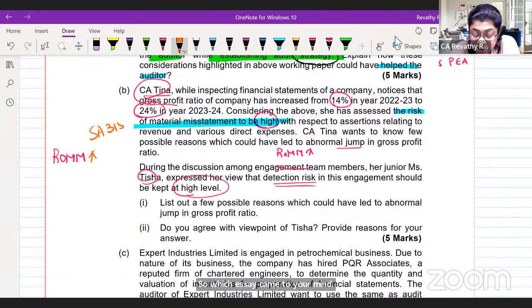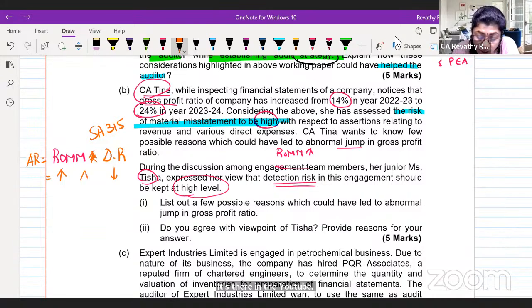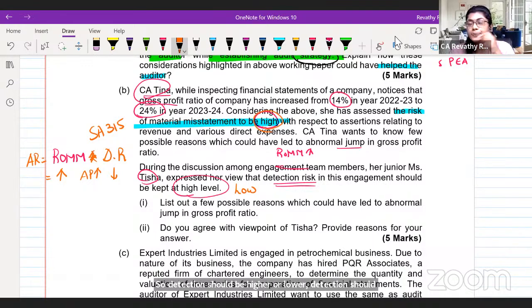SA 315. As per SA 315, you remember our formula? Audit risk is equal to risk of material misstatement into detection risk. Once ROMM is high, what's the relationship, guys? Yesterday we had a session on it, it's there on YouTube. There is an inverse relationship. How? You'll perform more procedures. So detection risk should be high or low? Detection risk should be low since risk is high. So Tisha is not proper. Her contention is not valid.